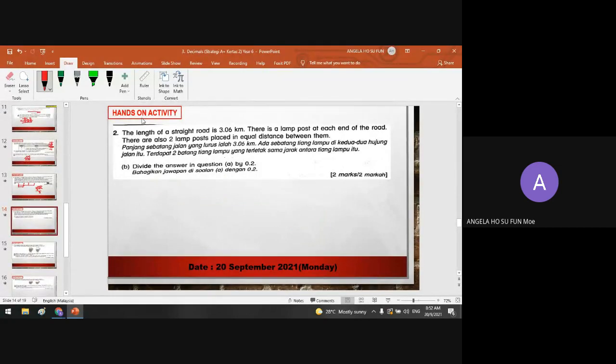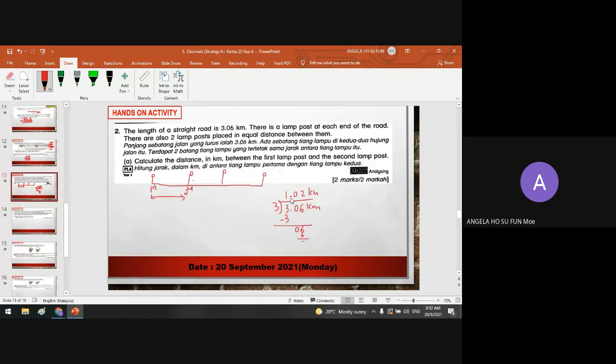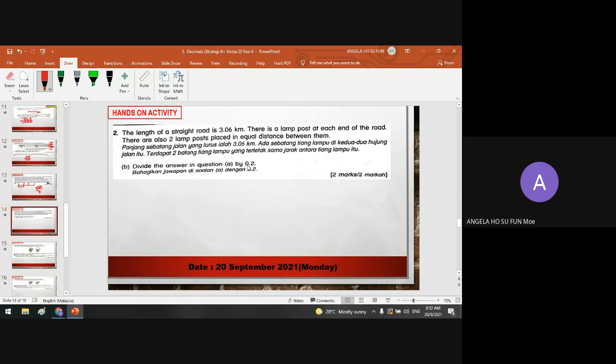Okay, 2B. Divide the answer just now from A by 0.2. Just now, I read, you see, the answer is 1.02 kilometer. Divide that by 0.2. 30 seconds from now.